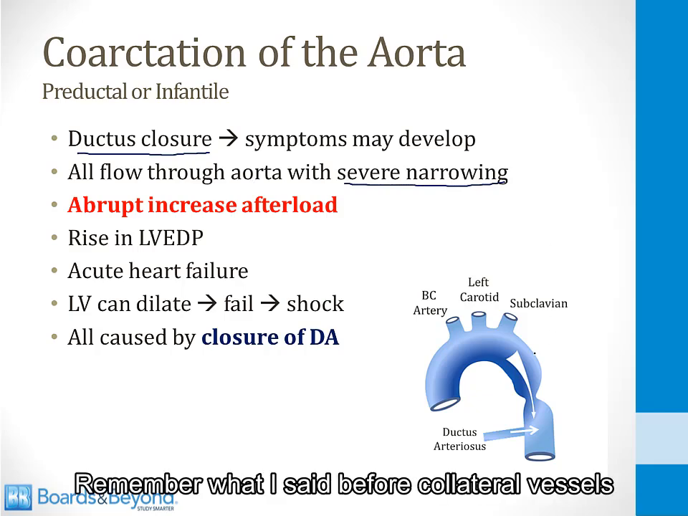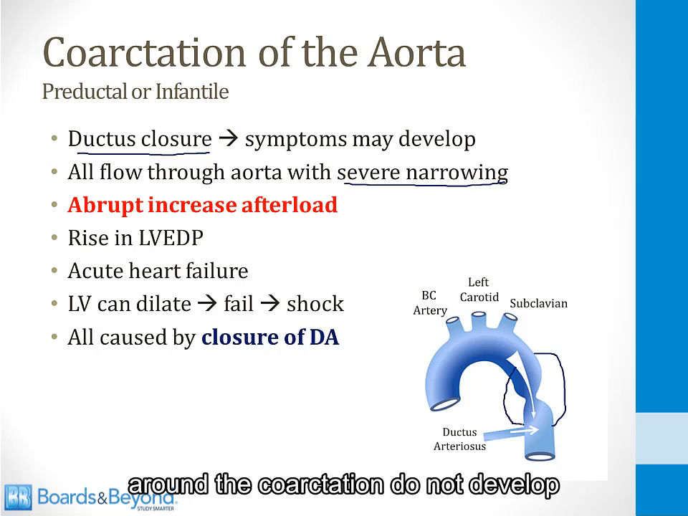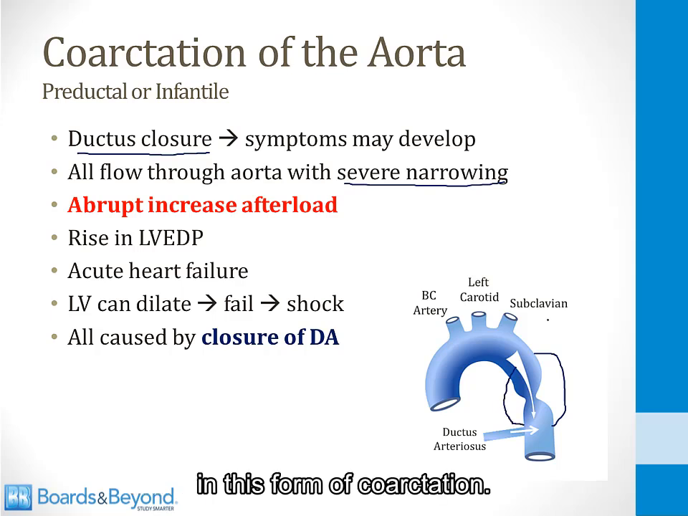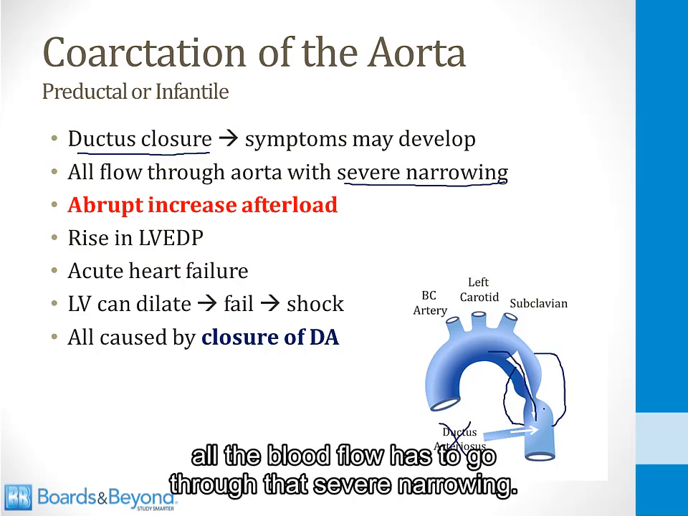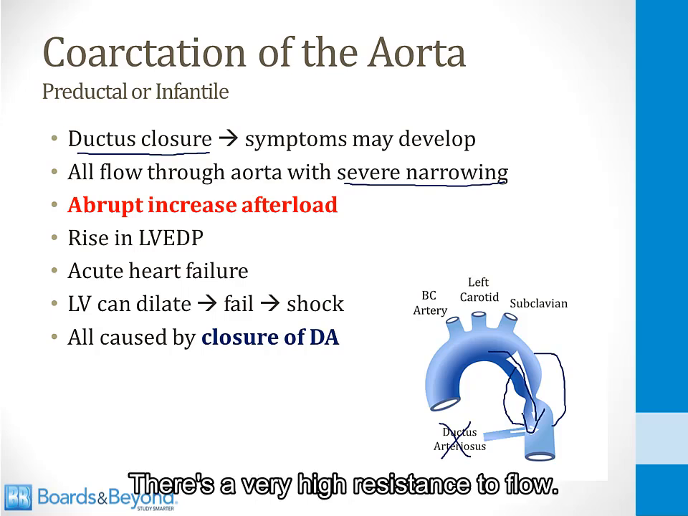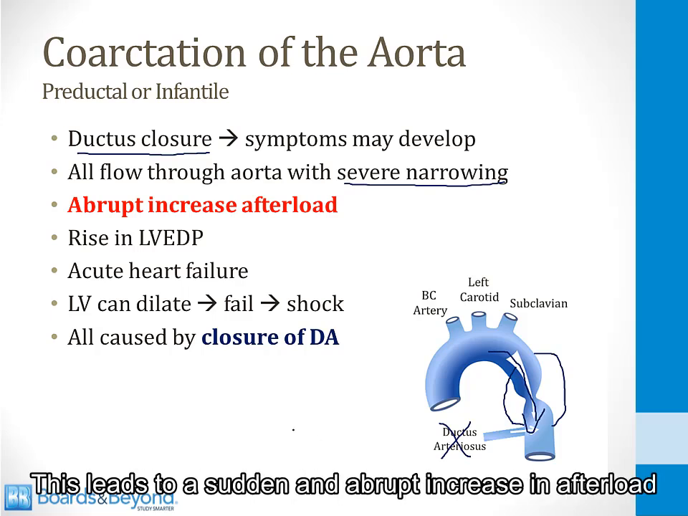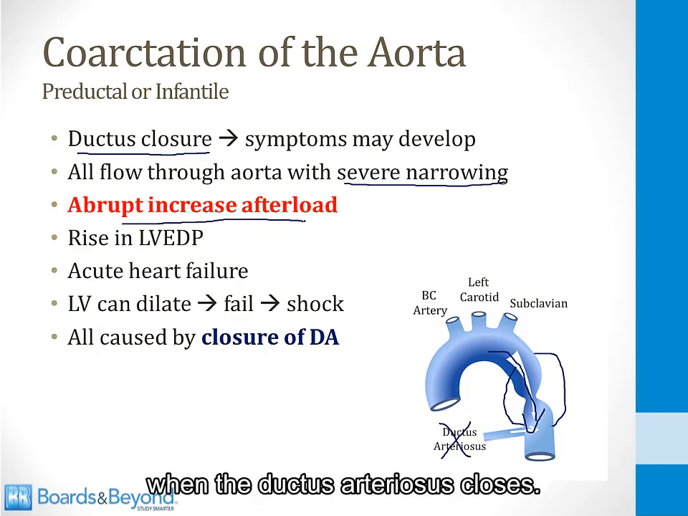Remember what I said before, collateral vessels around the coarctation do not develop in this form of coarctation. So once the ductus closes, all the blood flow has to go through that severe narrowing, and that's very difficult. There's a very high resistance to flow. This leads to a sudden and abrupt increase in afterload when the ductus arteriosus closes.